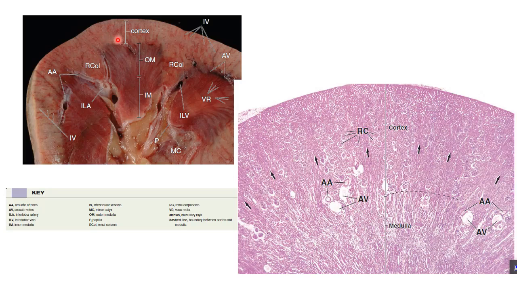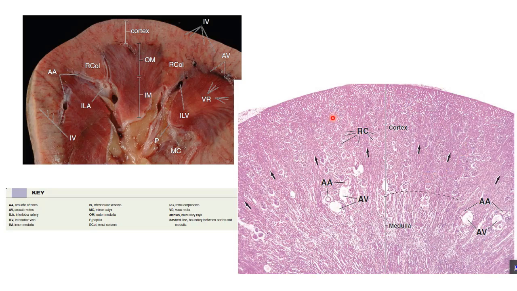And within the cortex, we have these striations that are called medullary rays. These medullary rays extend from the medulla into the cortex. Within the histological section, we also see the cortex and the medulla, and this is the corticomedullary junction. The dashed line is the corticomedullary junction, or here we can see it in this area. The base of the medullary pyramid is the corticomedullary junction.